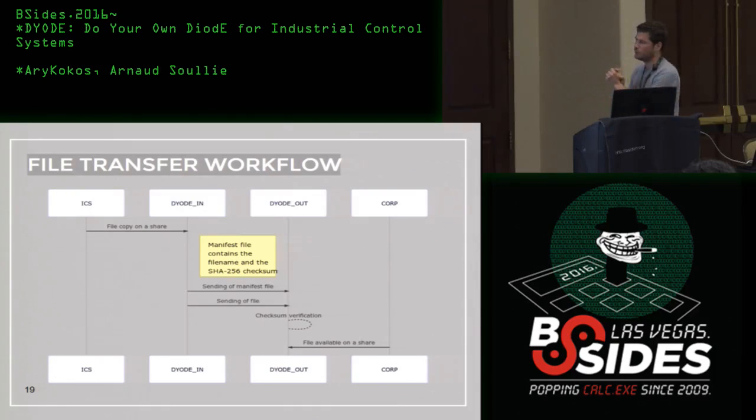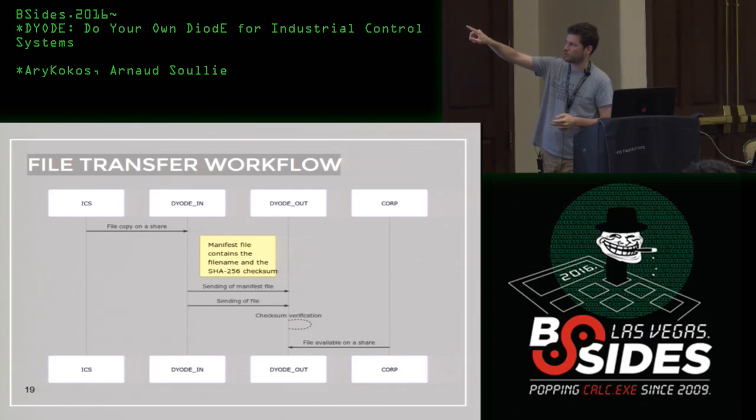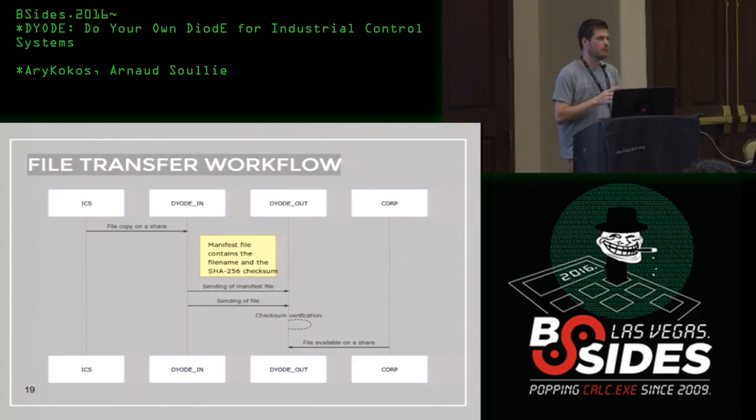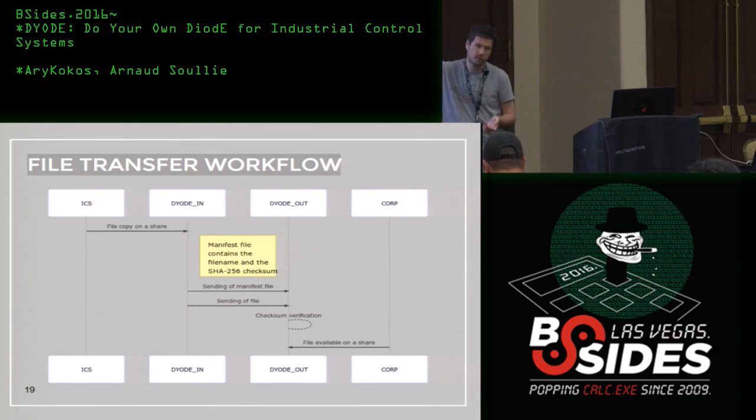So what happens when we transfer a file? On the ICS network, you're on a PC, you copy a file to a share, then what the Raspberry Pi will do is calculate a checksum of the file, put the checksum and the file name into what we call a manifest file that will be sent to the second Raspberry Pi, and then you send the actual file. You receive the file, you calculate the checksum. If the checksum is the same as in the manifest file, that means that the data transfer went well, and so the file is copied to a network share, and you can access it from the corporate network.